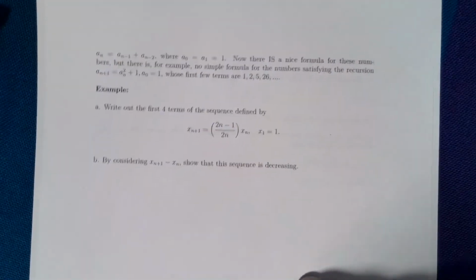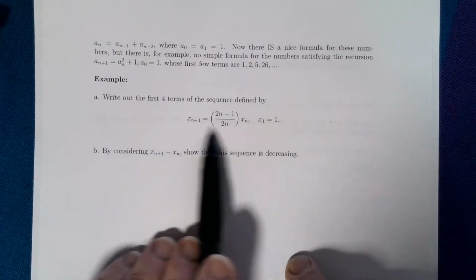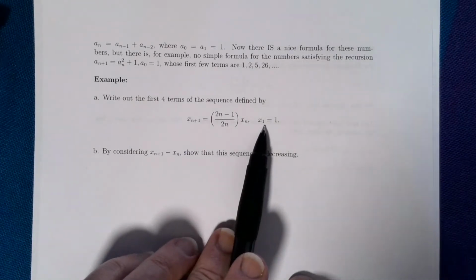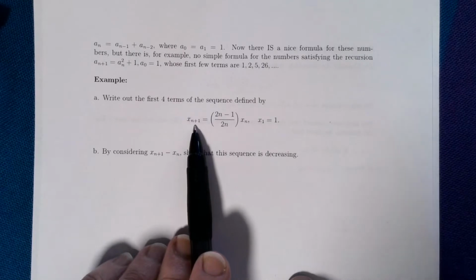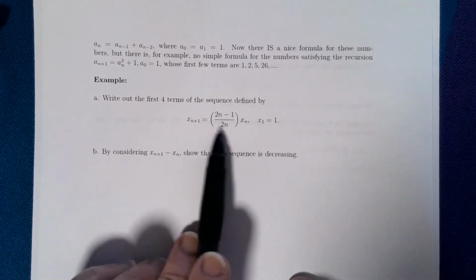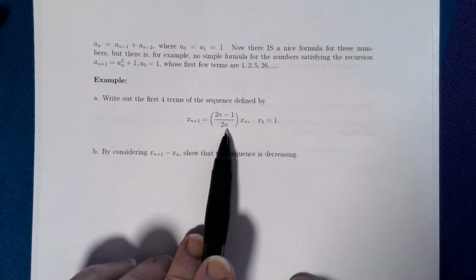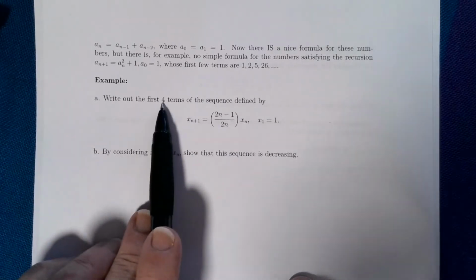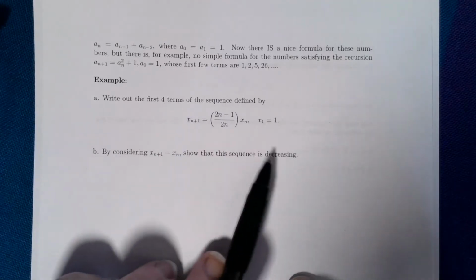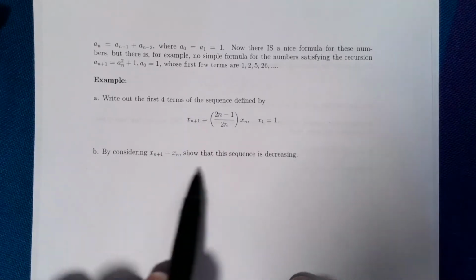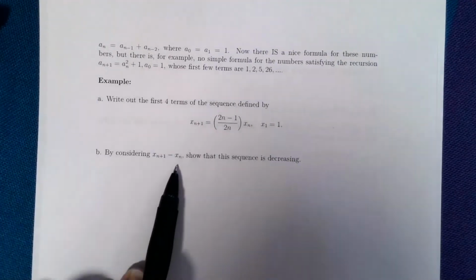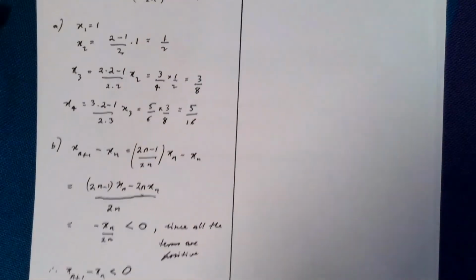Now, in our next example, I give you this recurrence here. What it says is you take the first number to be 1, and you get each new number by multiplying the previous number by this expression, 2n minus 1 on 2n. We're going to write out the first four terms of this sequence, and then show that this sequence is in fact what we call a decreasing sequence, and we do that by looking at x_{n+1} minus x_n.